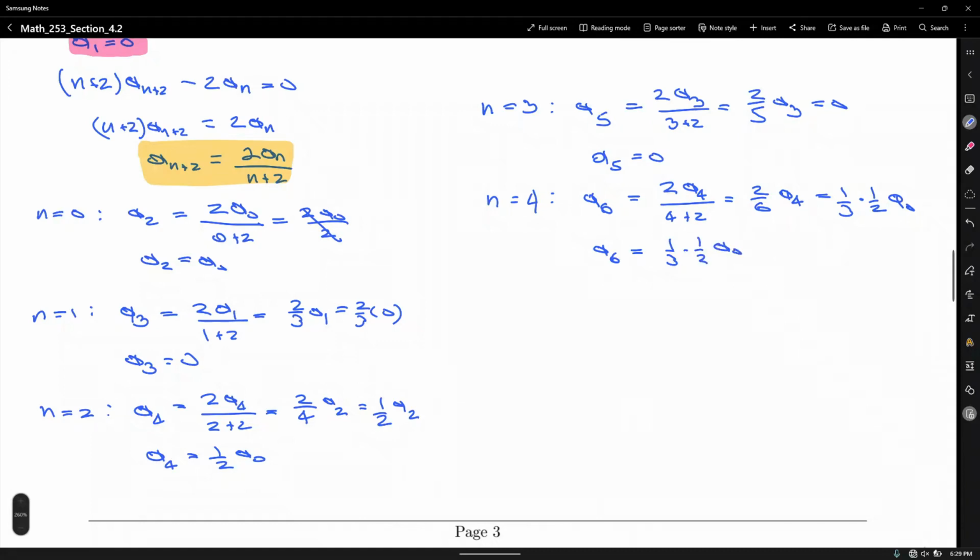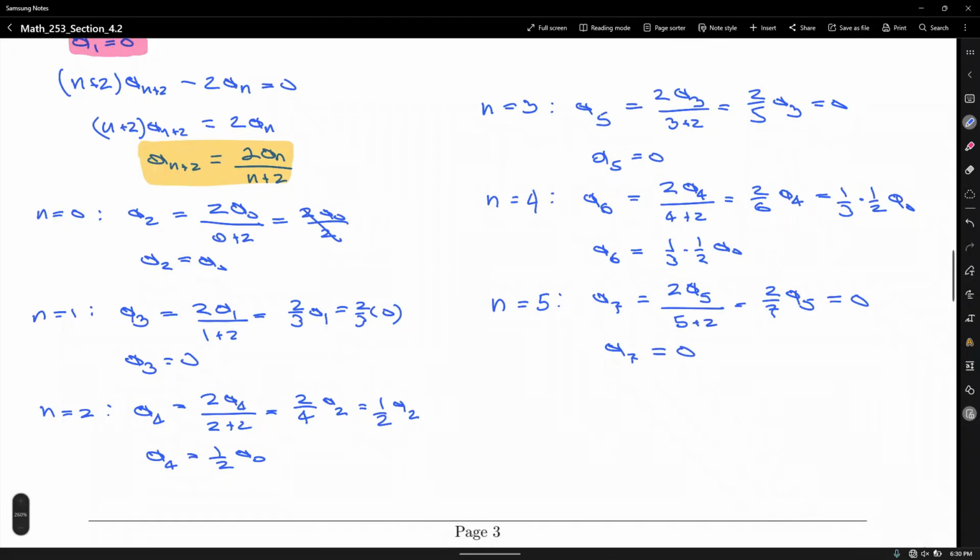Okay. What's next? Let me do one more. N equals 5. That's more than sufficient. That is a sub 7, which is 2 times a sub 5 over 5 plus 2, which is 2 over 7 a sub 5. But wait, what is a sub 5? Wasn't that equal to 0? So a sub 7 equals 0.